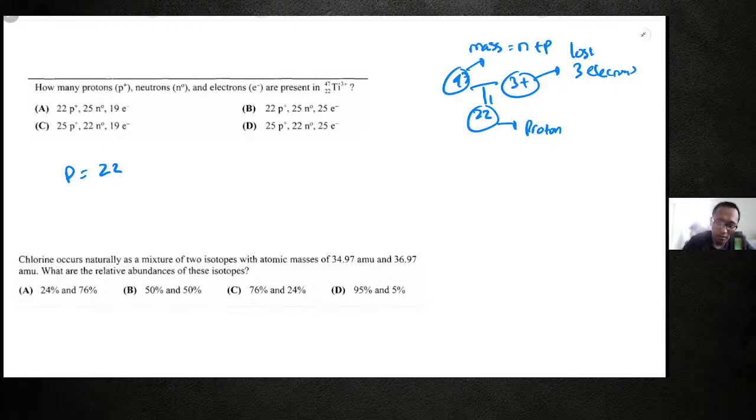So we eliminate options C and D, and then we have remaining options A and B. How about the neutron? The neutron is mass, 47, minus the proton 22, so 25. So both are still the same, equal to 25. So we need to determine it one step further.